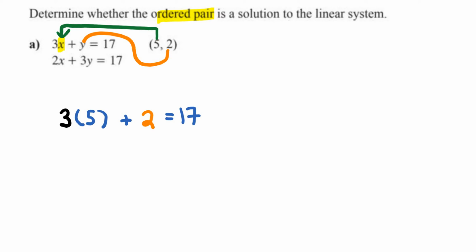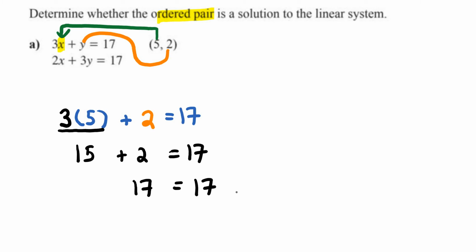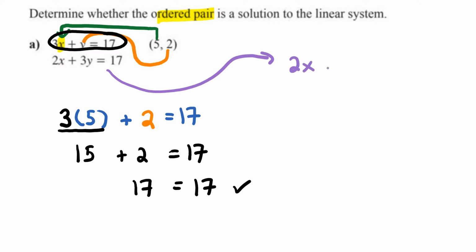Okay, let's go ahead and evaluate this. 3 times 5 is 15 plus 2. All right, on the left-hand side, I get 17, and on the right-hand side, I get 17. So that definitely works for the first equation. And now we need to check if it works for the second equation there. So we have 2x plus 3y equals 17.